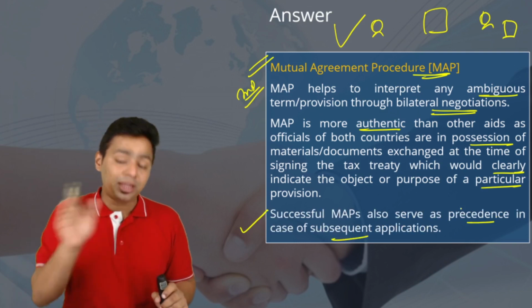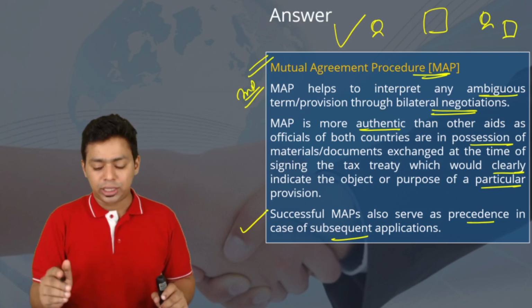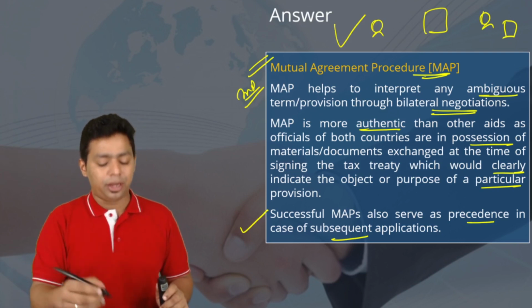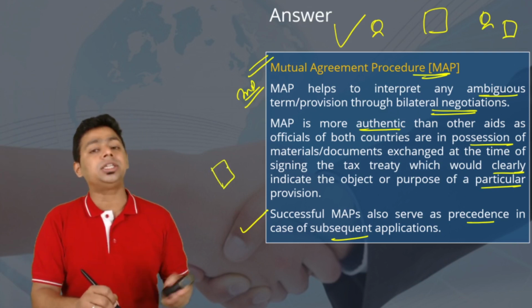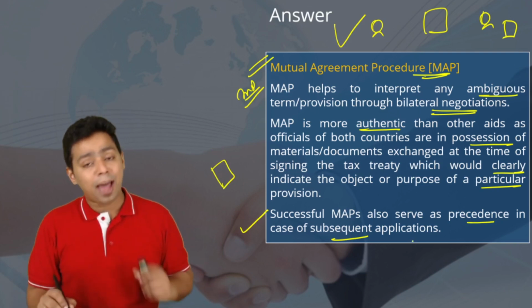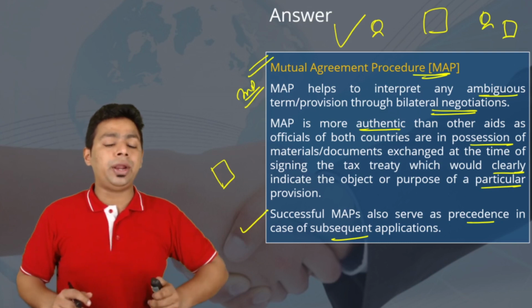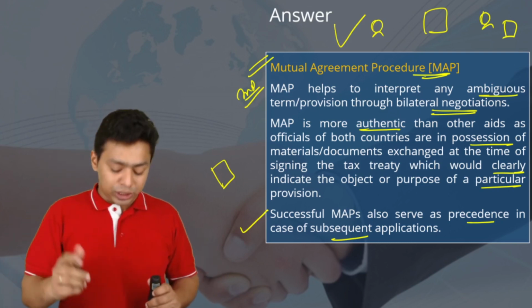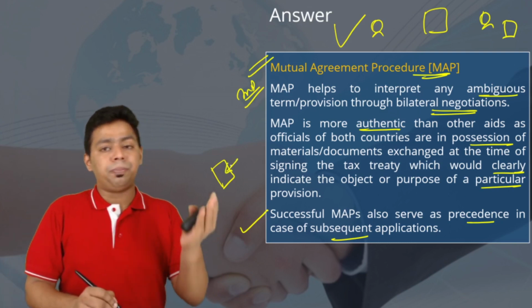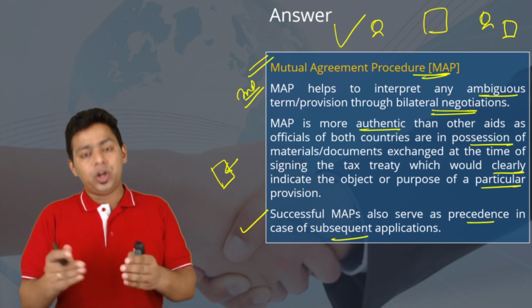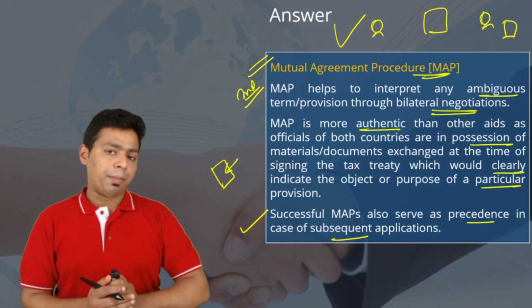So while signing the agreement, you need to develop documents in such a way that in case of application of the treaty, when you apply the treaty in your country after signing, if there is a confusion, this document, which was a preparatory document, will be used during the discussion of this MAP procedure.